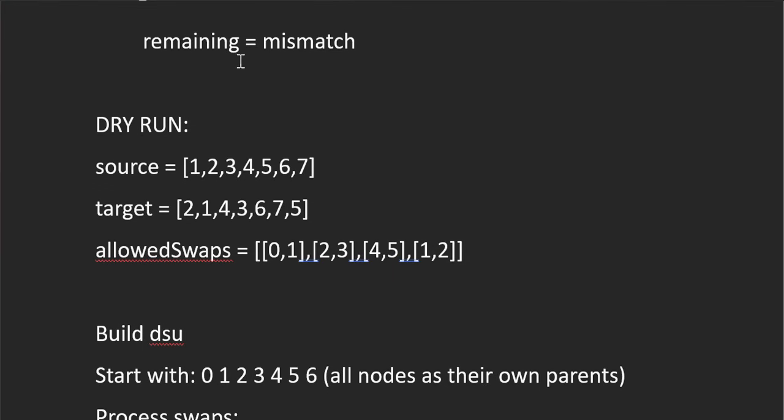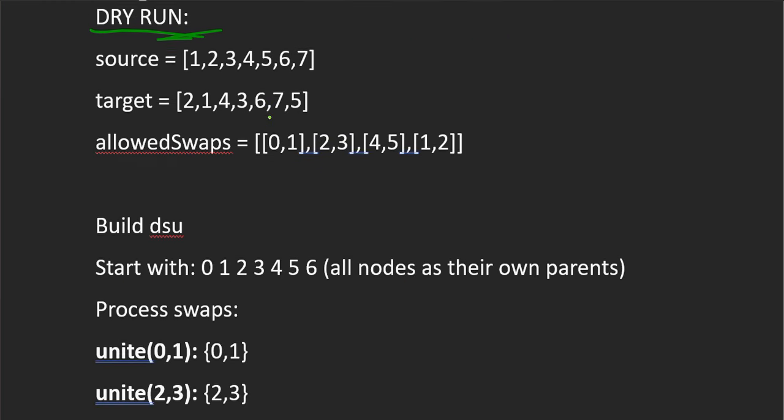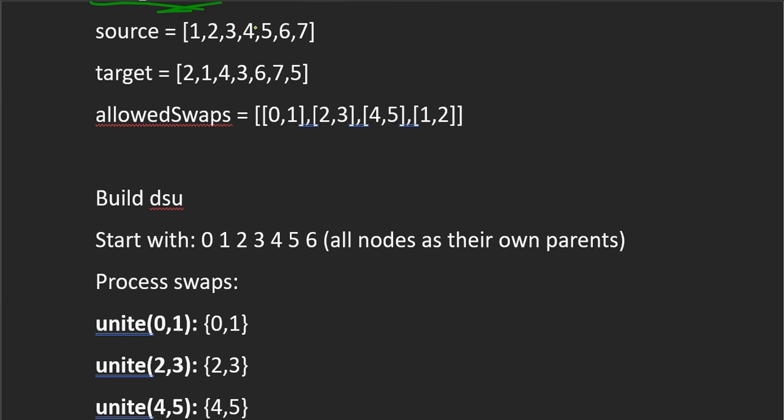And all the remaining target elements will be mismatched, and those will be the Hamming distance. So let's see the dry run. We have taken source equal to 1 2 3 4 5 6 7, and our target is equal to 2 1 4 3 6 7 5.